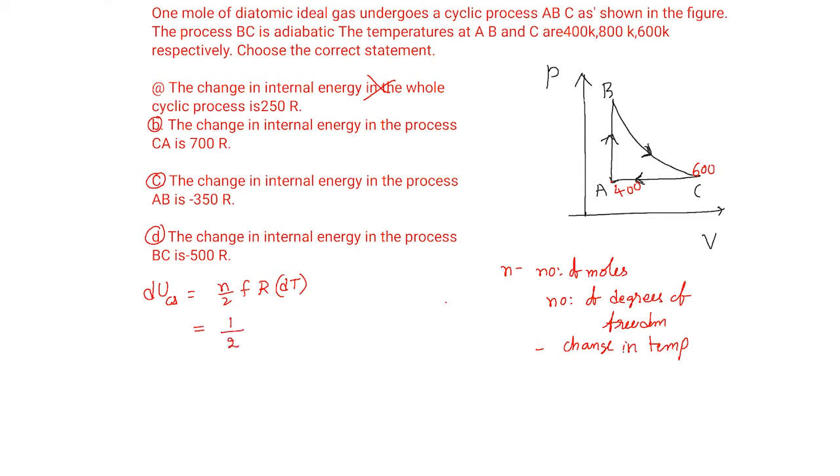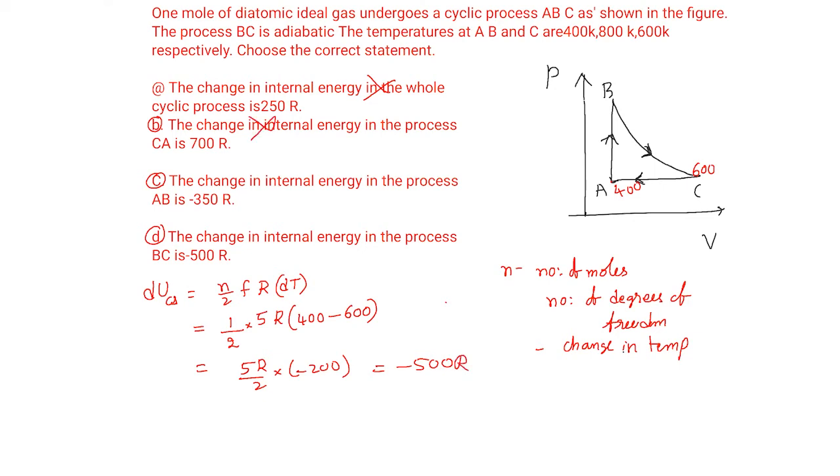It is a diatomic gas. For a diatomic gas, the number of degrees of freedom is 5. So we take the change in temperature, final temperature minus initial temperature, C to A. So you'll get 5R by 2 into minus 200, which equals minus 500 R. So it is also wrong.